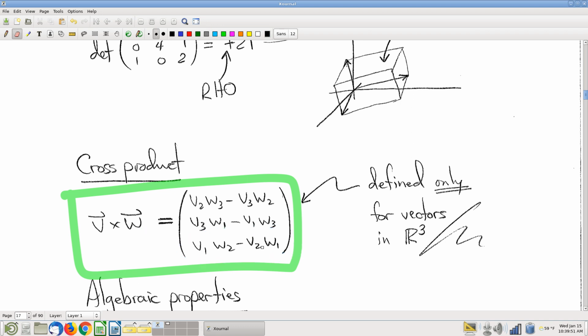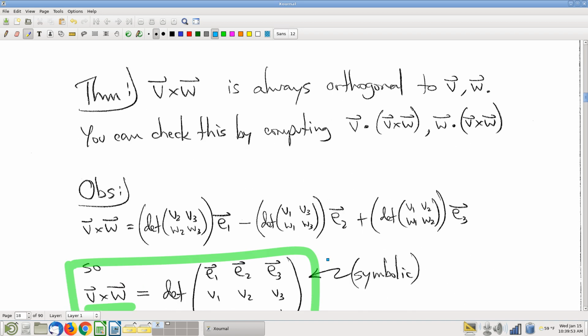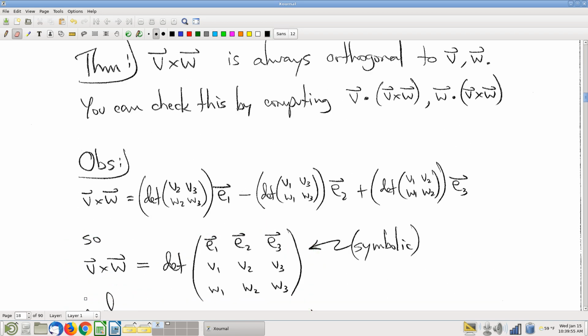On the other hand, this formula here, super easy to remember. We put the standard basis vectors across the top row, then that vector, and then that vector, in the same order that we have them listed, right? So first, second, third.